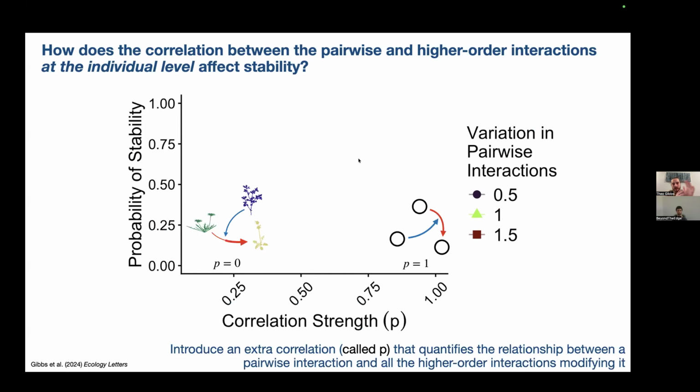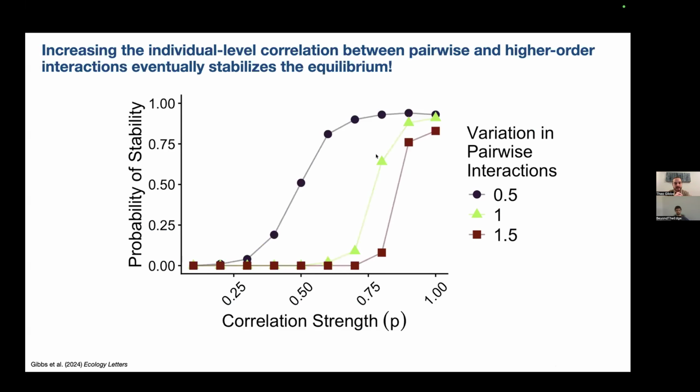And so on the left-hand side over here, I think you should think about the first part of the talk, where these higher order interactions were unstructured. And on the right-hand side, they're very structured. They're very correlated to the underlying pairwise interaction. And this is what the simulation results look like.